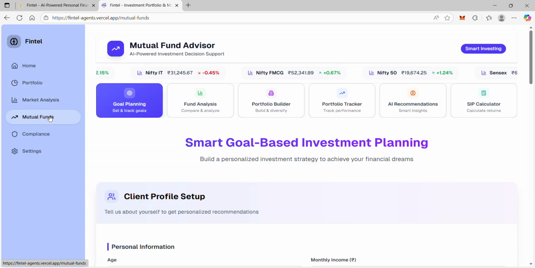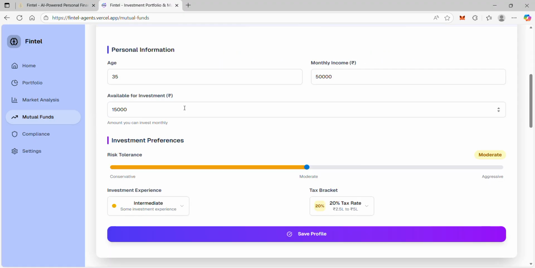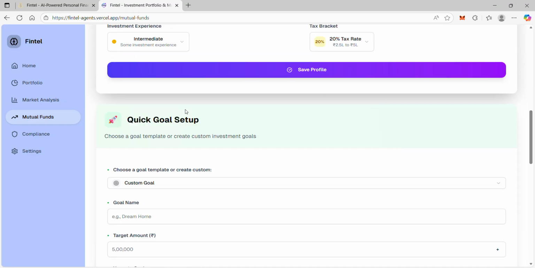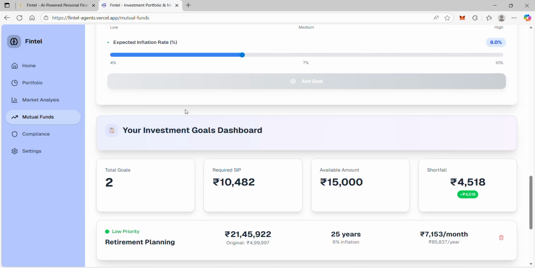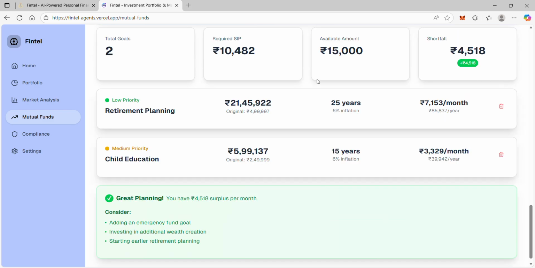Now talking about the third module, that is the mutual fund advisor. Again, same. Here you have to build your profile, then select mutual funds. What are your goals? There are safe investors who don't want to play in stocks but want some money from investments. In that case, you can buy mutual funds, set goals, then the required SIP it calculated, available amount, shortfall, everything.